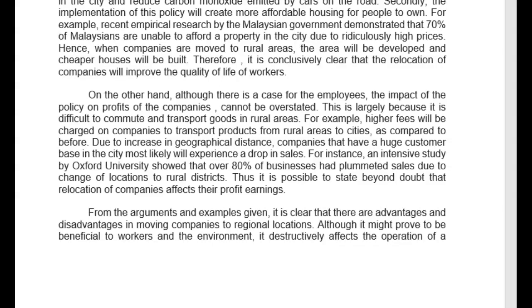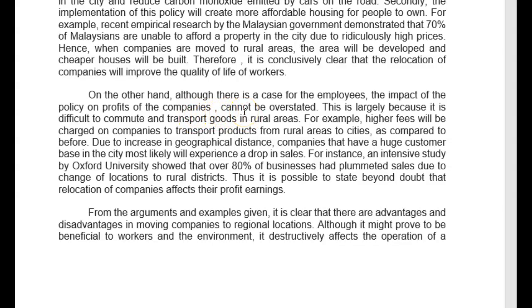The impact of the policy on profits of the companies. You see, I'm never really a fan of sentences that have too many prepositions. So here you've got of the policy on profits of the companies. It just feels a little heavy. So you could clean this up by saying something like the impact of this policy on company profits. Okay? Cannot be overstated. You don't need a comma here.